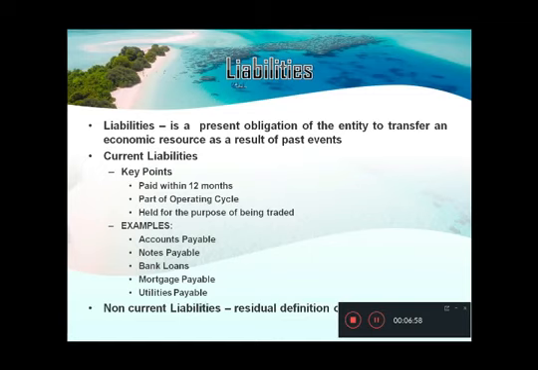Okay? Examples: accounts payable, notes payable, bank loans, mortgage payable, utilities payable. So, yung mga accounts na i-discuss dito, mas malilinawan po natin ito sa mga susunod na videos. Iisa-isain po natin yan. Okay, so non-current liabilities, residual definition of current liabilities. So, past events, ito ay related din sa past or history. Kagaya ng bumili ka ng inventories on account, so, credit kaya nagkaroon ka ng accounts payable or notes payable kung written. So, okay. Equity naman.